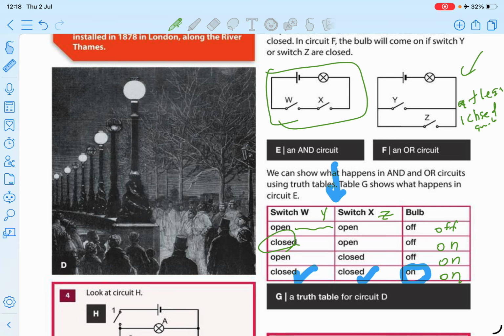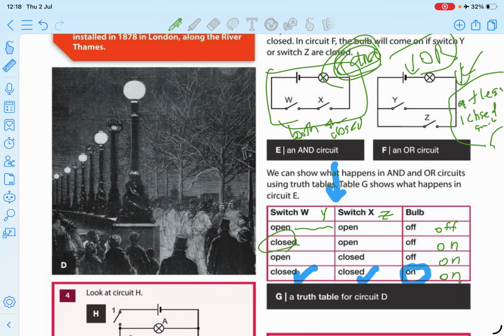In the AND gate, what is the requirement? Both should be closed. In the OR gate, at least one should be closed. So in the OR gate, at least one; in the AND gate, both should be closed.